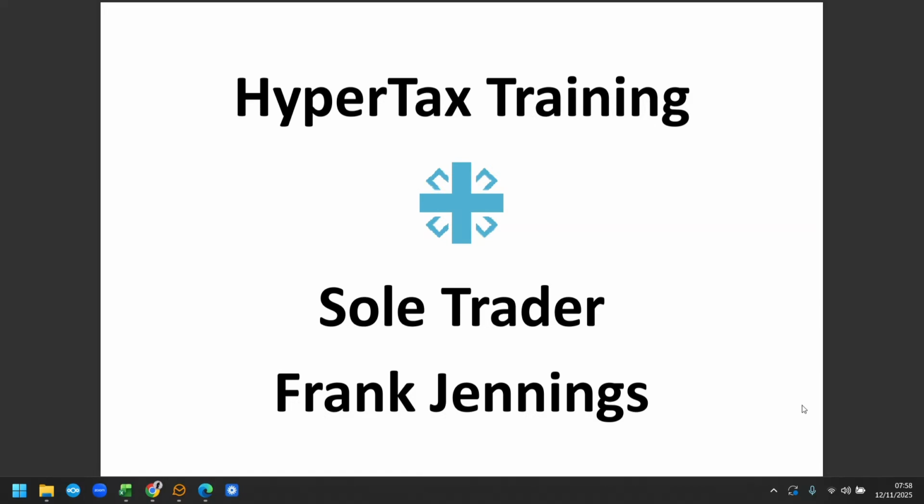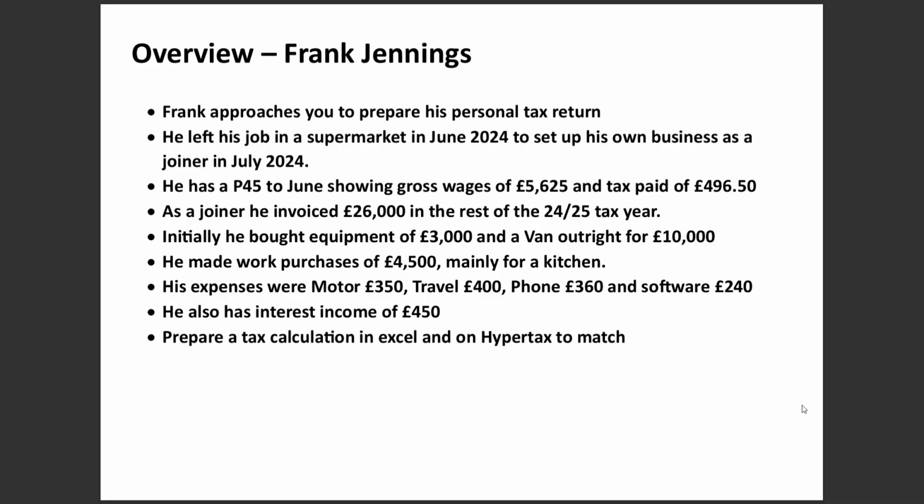In this video, we are looking at a sole trader, Frank Jennings. He has approached you to prepare his personal tax return. He left his job in a supermarket in June 24 to set up his business as a joiner in July. He has a P45 to June showing gross wages of 5625 and tax paid of 496.50.